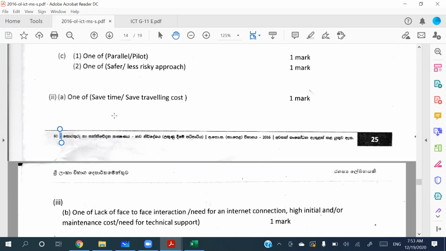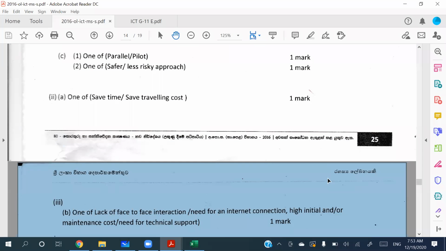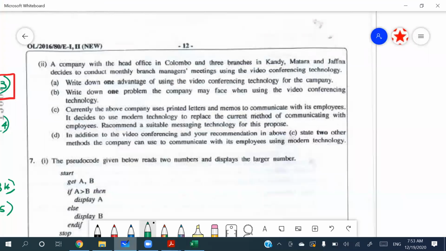If you got one of those, as I mentioned, just 1 mark for that, right? And in the second one, they may ask about the challenges. Write down one problem the company may face when using video conferencing technology, right? If you got a question like this, you can answer it very easily these days, because if you think about the barriers that we are facing when we are doing the class online, those will be the very same problems that you are going to face when there is a video conference.